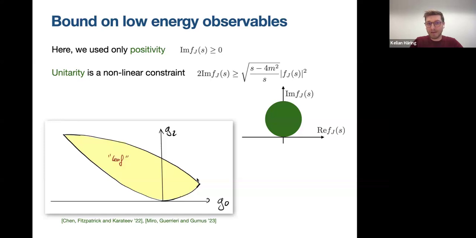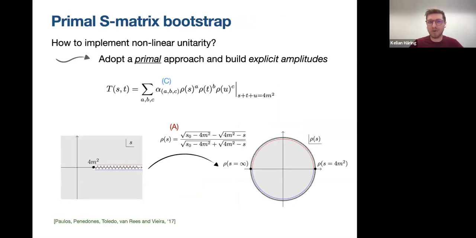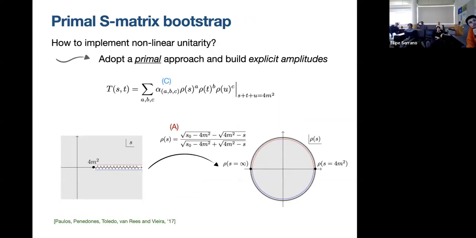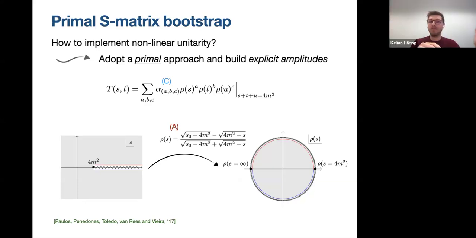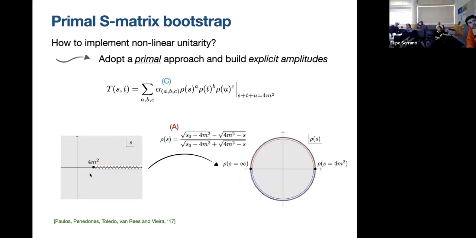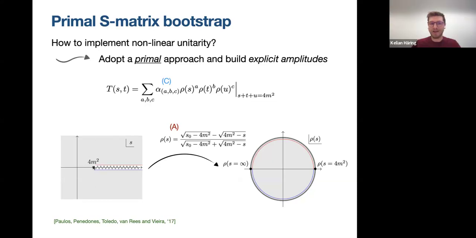Because now you need to implement a nonlinear constraint. So for that, there are multiple approaches in the literature. And the one I would like to follow here is what is called the primal approach. So instead of using dispersion relations, as we did before, we'll explicitly build an amplitude. So how can we do that? We will build an amplitude which has the correct analytic properties. For that, the amplitude we saw was analytic in the S complex plane, except for a cut starting, from causality, at the threshold.